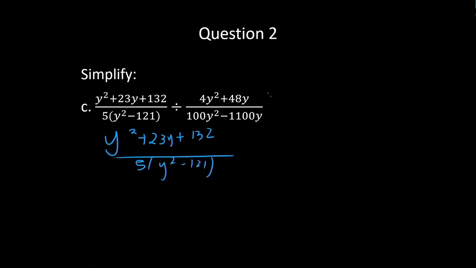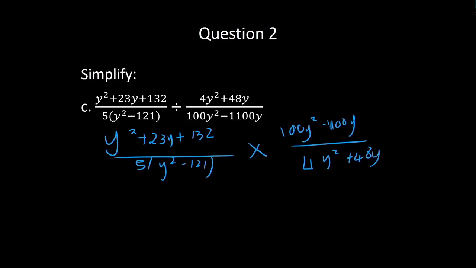I'm going to rewrite the second expression by tipsing and timesing. So we invert the fraction, so it becomes times 100y squared minus 1100y all over 4y squared plus 48y. I've found the reciprocal of that second fraction, and changed the division to multiplication.